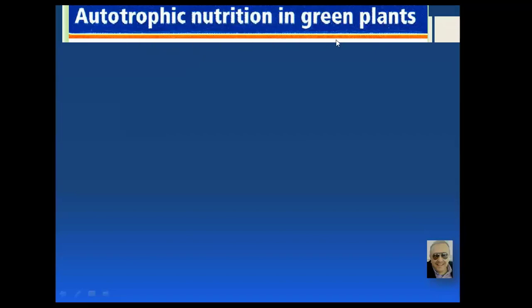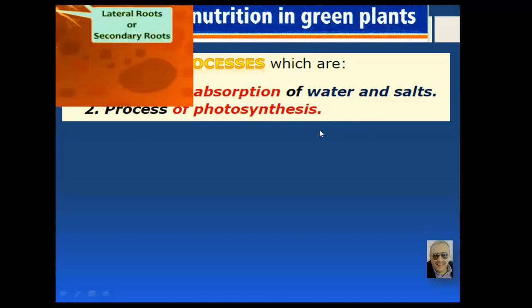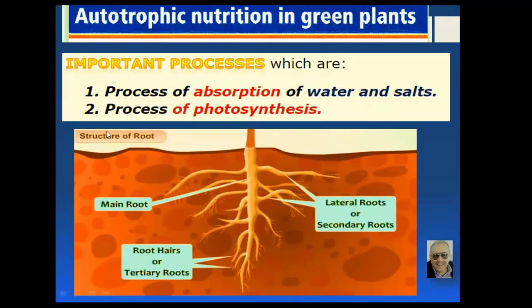Autotrophic nutrition in green plants. Important processes, which are 2. Number 1, process of absorption of water and salts. Number 2, process of photosynthesis. So we have to study the structure of the root to know how the root absorbs its water and minerals. First, we have the main root, and from the main root extend the lateral roots or secondary roots. At the end of secondary roots, we can find the root hairs.